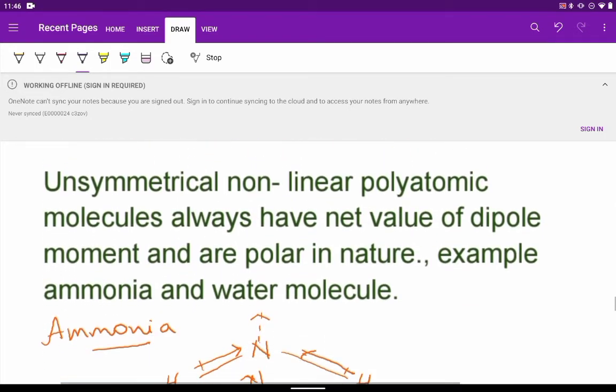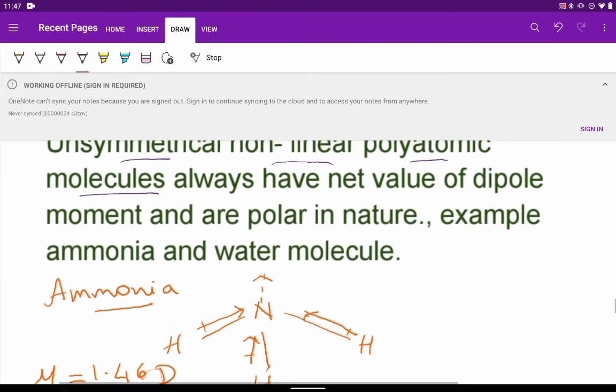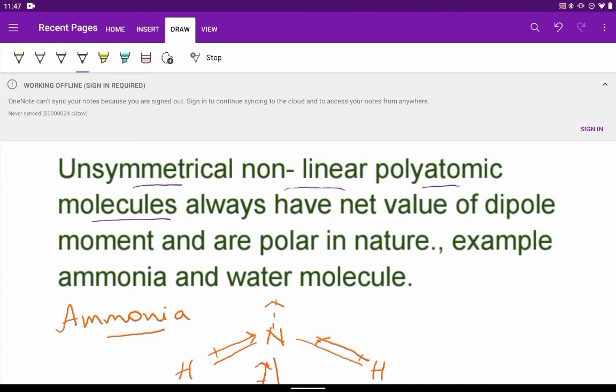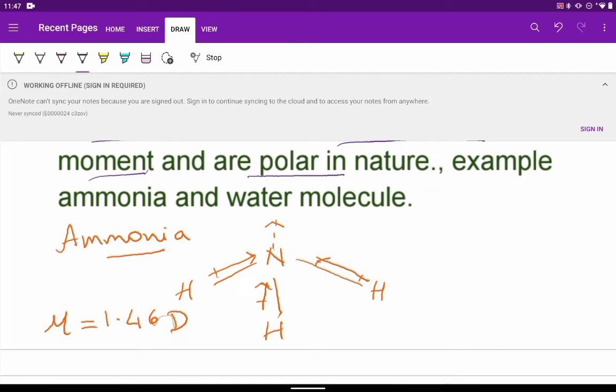And just the opposite, we can see that there are some unsymmetrical non-linear polyatomic molecules, as in case of ammonia and water. They are polyatomic, more than two atoms. They are unsymmetrical non-linear polyatomic molecules. In this case there will always be a net value of dipole moment. And since there is a net value of dipole moment, they all are polar in nature. Overall the molecule is polar.